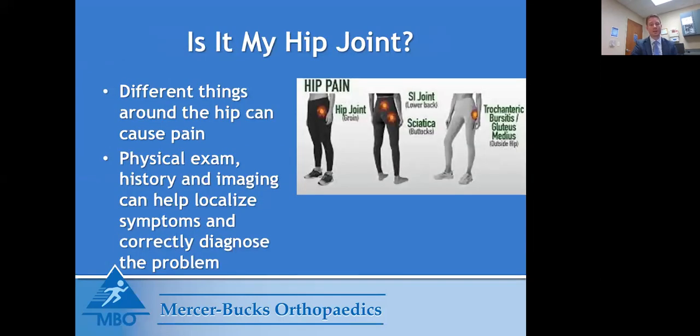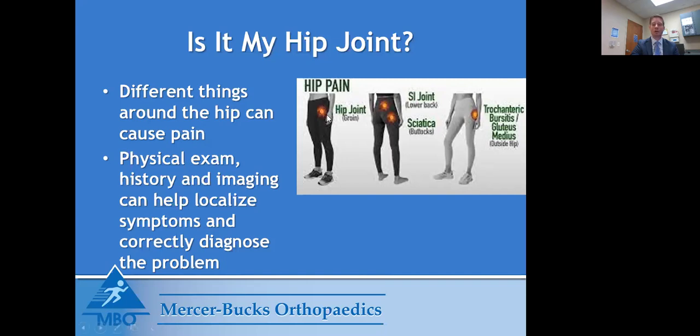The question then becomes, is the hip joint the problem, or are there things around the hip that can be causing pain? Different sites and different areas can cause pain in and around the hip. The physical exam, history, and imaging studies such as x-rays and MRIs can help localize the symptoms to correctly diagnose the problem. I have a slide here demonstrating common locations of different areas of pain around the hip.